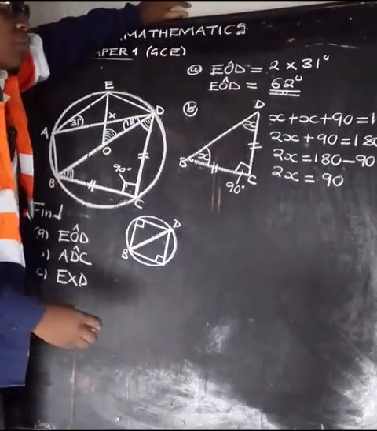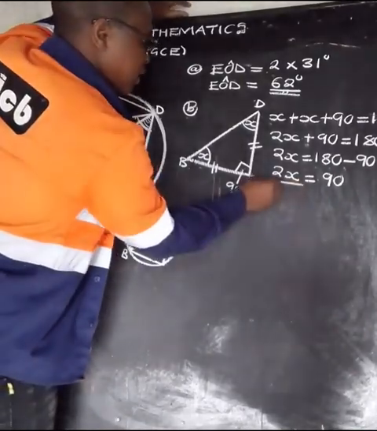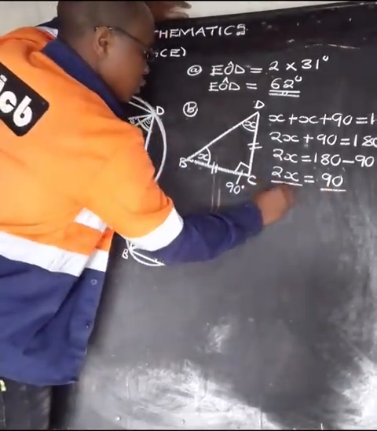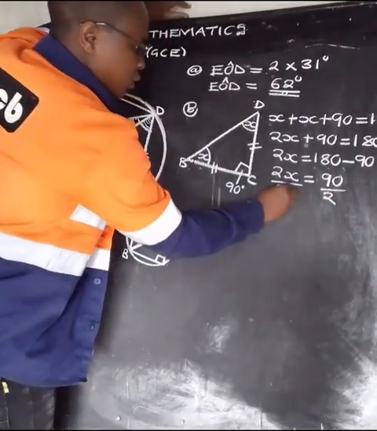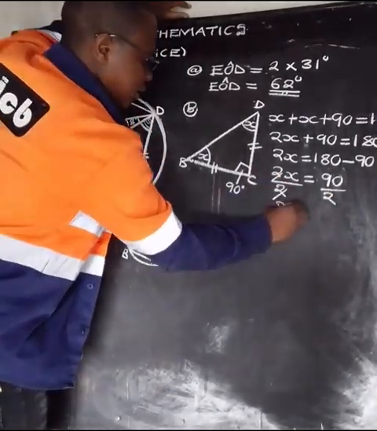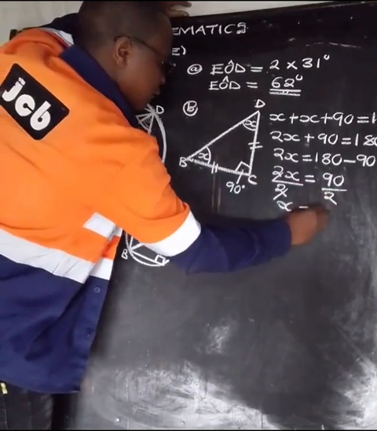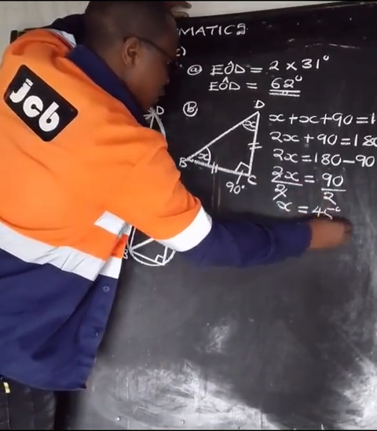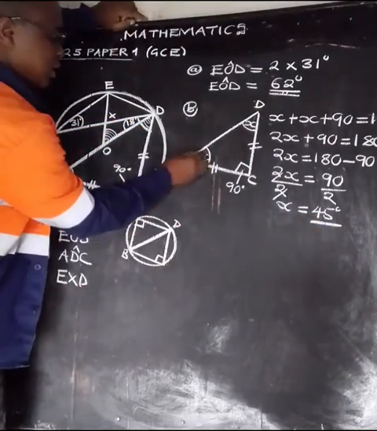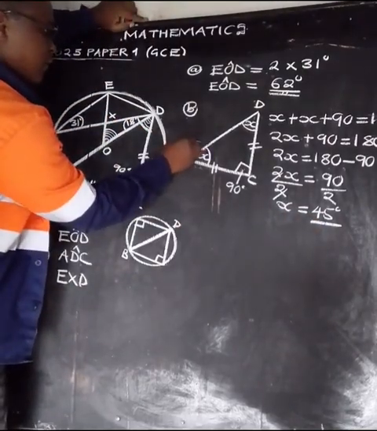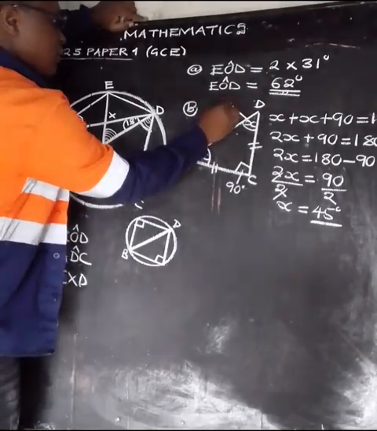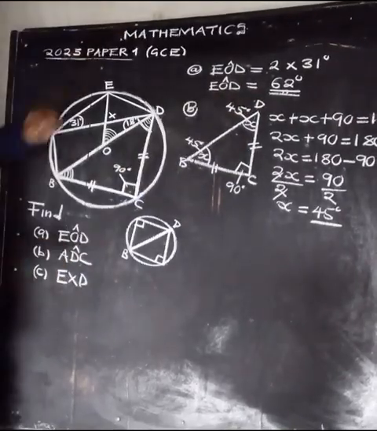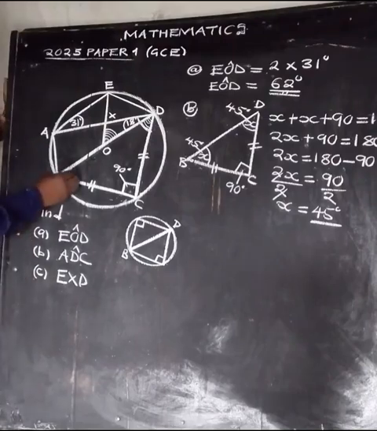Then for us to remain with x, we're going to divide both sides by 2. So over 2, over 2, these two are going to go. X is equal to 90 over 2, which gives 45. So what does this mean? This angle is 45, and this angle is also 45. So we are saying this angle is 45.